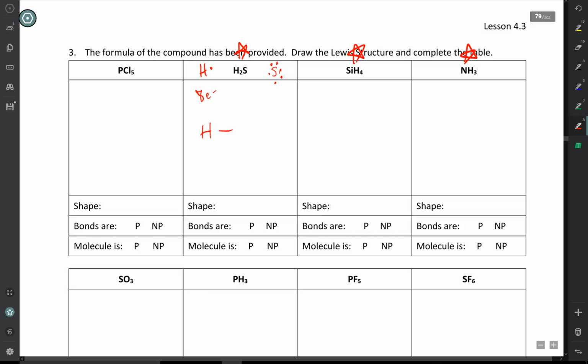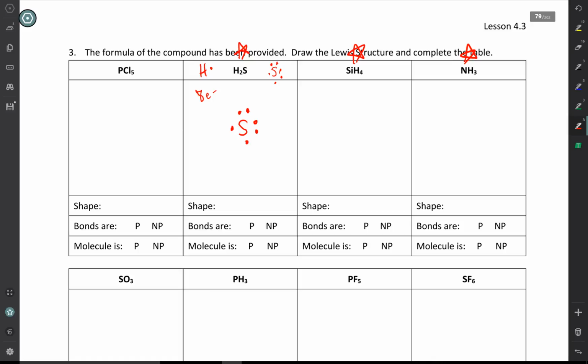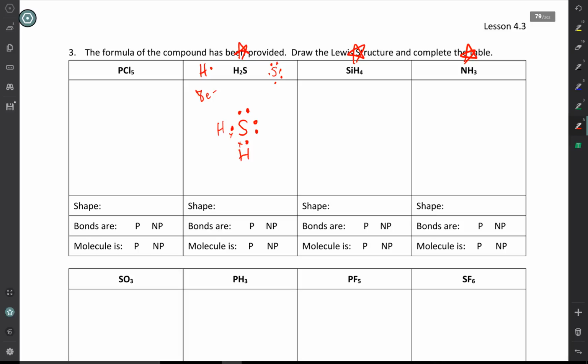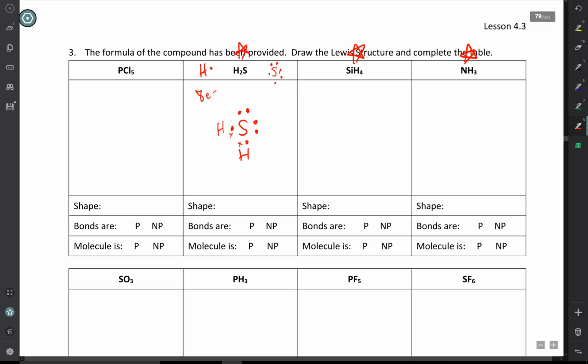I know that sulfur is going to be my central atom. Probably should have drawn that first. So let's erase that and go through all the steps. Sulfur is going to be my central atom. I'm going to take my remaining atoms and arrange them as symmetrically as I can, and their electrons. Great. And then I'm going to replace the shared pairs of electrons, so the ones that have, in this case, the X and the dot, with a dash to show that they are being shared.